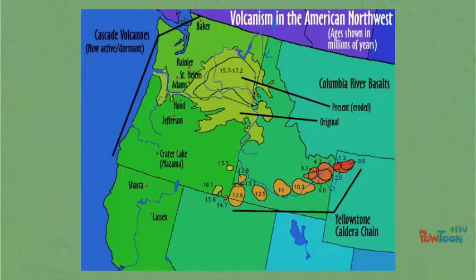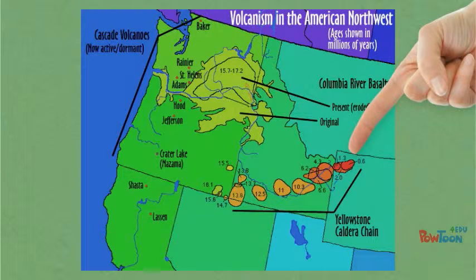The hotspot currently lies under the Yellowstone caldera. The hotspot's most recent supereruption, known as the Lava Creek eruption, took place 640,000 years ago and created the Lava Creek Tuff and the Yellowstone caldera.